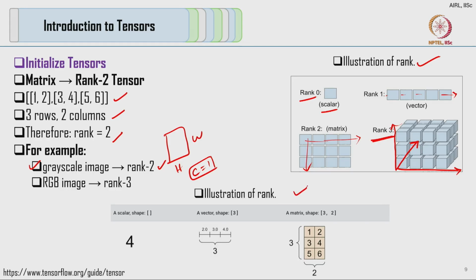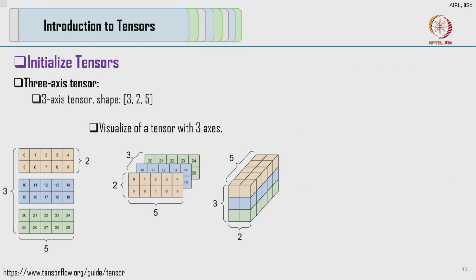Another example for illustration is if we look at the vector here, which is 2, 3, 4, we can see that it has essentially one axis and it has 3 elements in that particular axis. Similarly, we can look at a matrix which has a shape of 3 and 2 with random elements filled up in the matrix, right. Now, let us take a look at a 3 axis tensor. A 3 axis tensor could be defined as, let us say, shape of 3, 2, 5. Now, let us perform a random initialization, right.